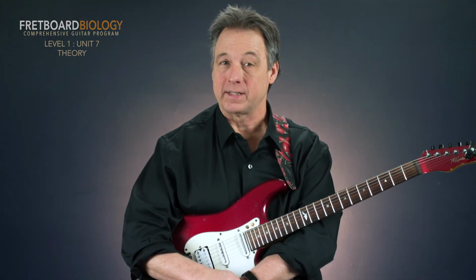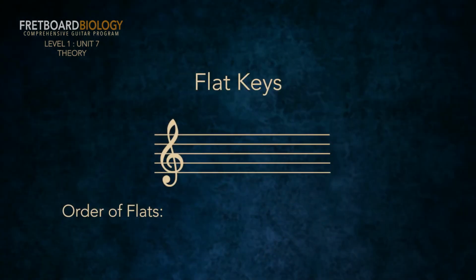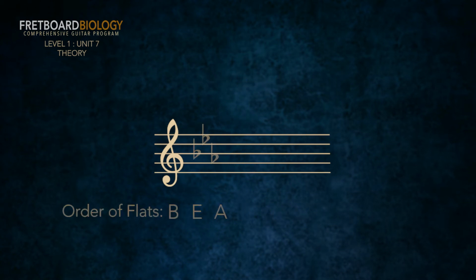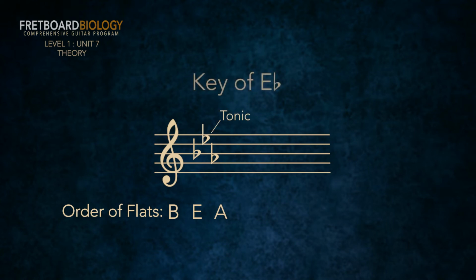Let's look at flat keys next. Flats occur in this order: B, E, A, D, G, C, F. They need to be placed on the staff exactly in these places. When you see a flat key signature, the second to the last flat is the key. So here you see three flats: B flat, E flat, and A flat. The second to the last flat is E flat. That is the key. A key signature with three flats represents the key of E flat.